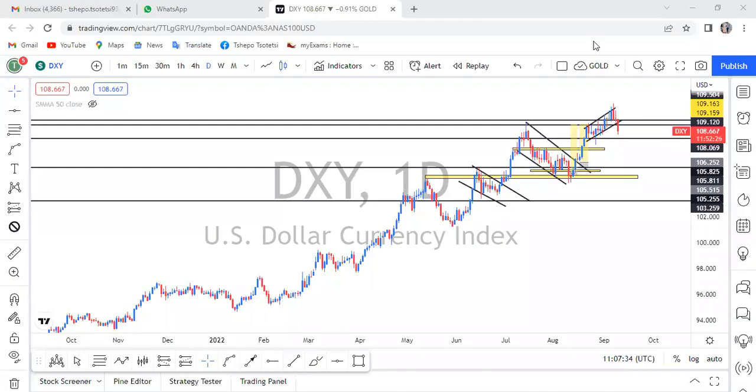So, guys, today, as you know, we'll be looking at support and resistance. What is support and what is resistance, how to trade support and resistance, and how to spot support and resistance. What type of support and resistance do we have?